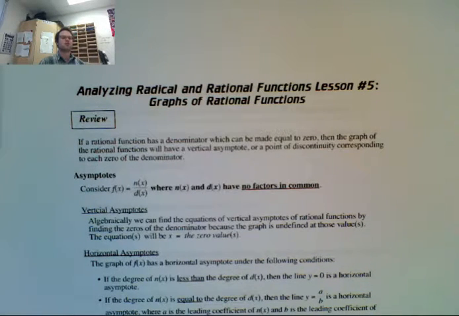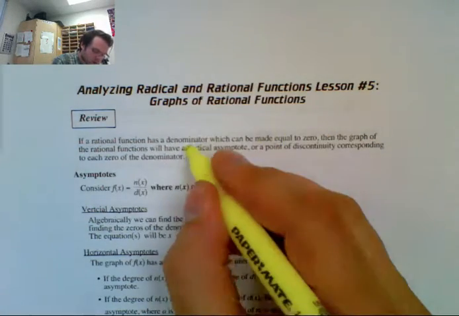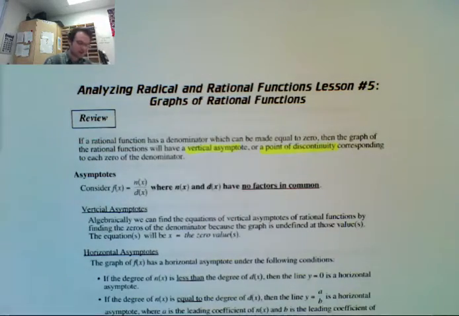Welcome back, Math 30-1. In today's lesson, we're going to be looking at graphing rational functions. To start off, we really have to know what our asymptotes are: our vertical, horizontal, and points of discontinuity. These are the main things that we're going to be learning about in this class, okay? So here we go, we have our asymptotes.